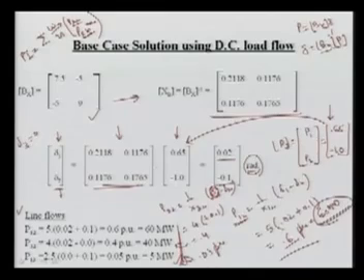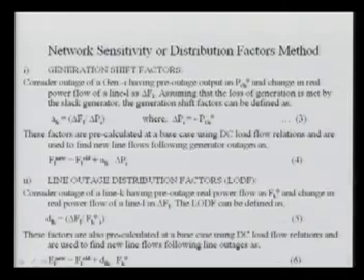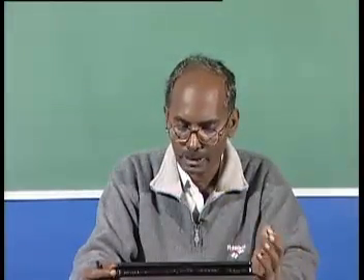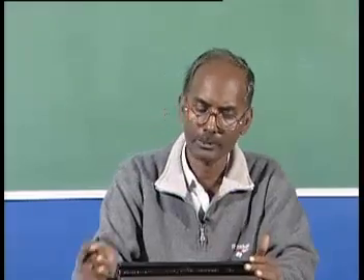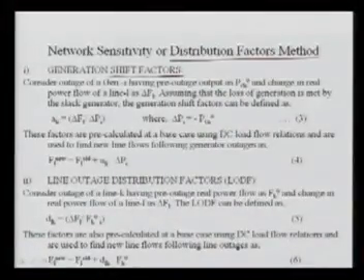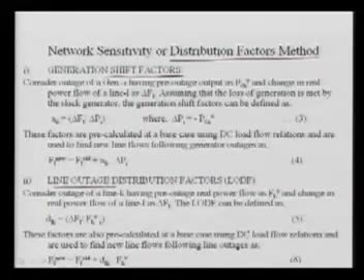Another method I am going to discuss is the network sensitivity or distribution factor methods. Distribution factor methods are very popularly used for contingency selection. The basic motive behind this is generation shift. We have different factors: the factors corresponding to generator outage are called generation shift factors, and the factors corresponding to line outages are called line outage distribution factors. Those factors are calculated at the base case. What is the base case? It means the actual operating system without any outage.